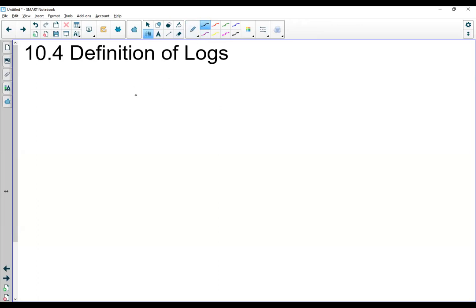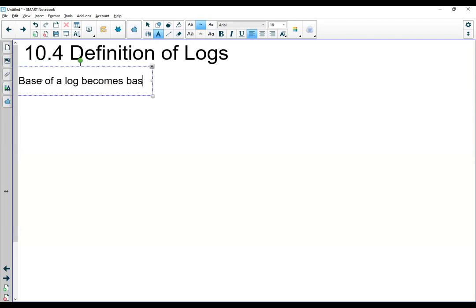All right, so definition of logs. This is the mantra you need to remember. The opposite of a log becomes the base of the exponent. I should say it like this: the base of an exponent becomes the base of a log. The base of a log becomes the base of an exponent. Here is the general thing, I'll write that down too. Base of a log becomes base of an exponent.